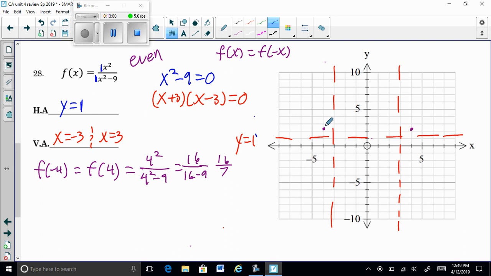And so then we'll go ahead and curve going up towards the asymptote, down towards this asymptote. And we'll do the same thing here.